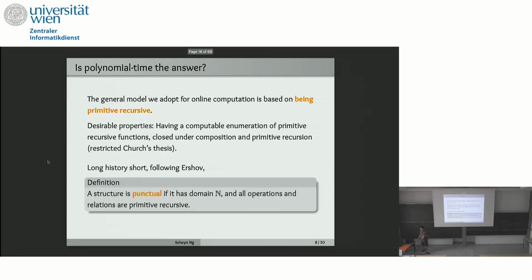And so there is a long history, but just to cut it short, following Maltsev and Yershoff, the following definition is to call a structure primitive recursive or punctual if the domain is omega and all operations and relations are uniformly primitive recursive. I just want to point out that it's important here that the domain is omega rather than just a primitive recursive subset of omega, because that gives rise to a slightly different notion.